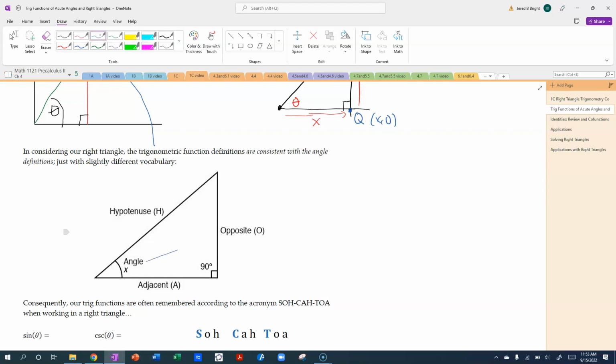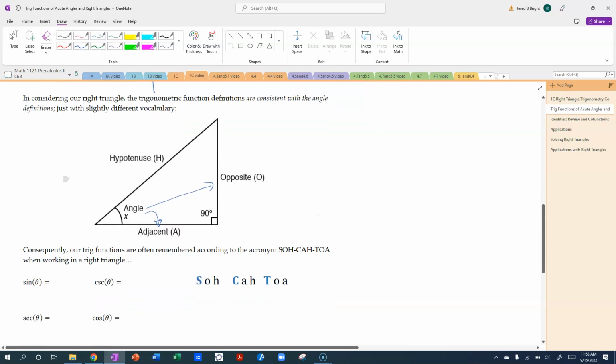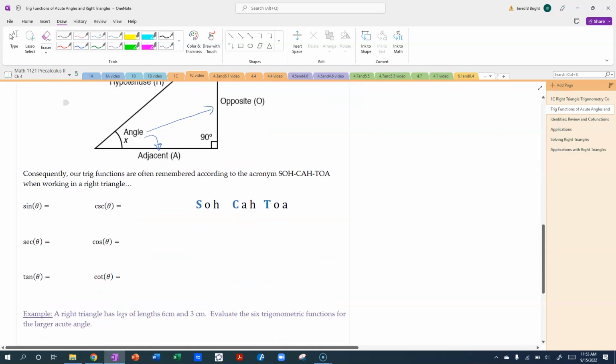So the side that is directly across from this angle x, we're going to call that the opposite side. It's directly opposite the angle. Okay, the longest side of the right triangle, we always call that the hypotenuse. Hypotenuse is the longest side. Maybe one might want to make note of that bit of language. And then the other side, the side that is right next to the angle, we're going to call that the adjacent side. Adjacent means right next to. Okay, and so in short, we abbreviate these with sides H, O, and A. And so that's where you may have heard the acronym SOHCAHTOA previously.